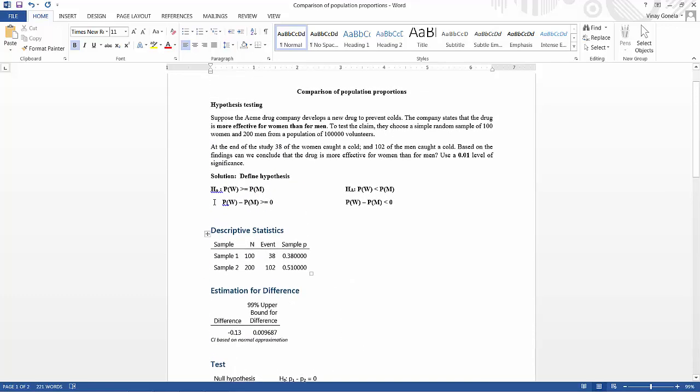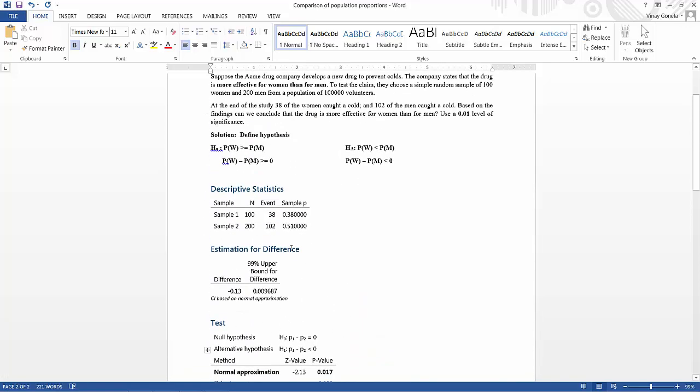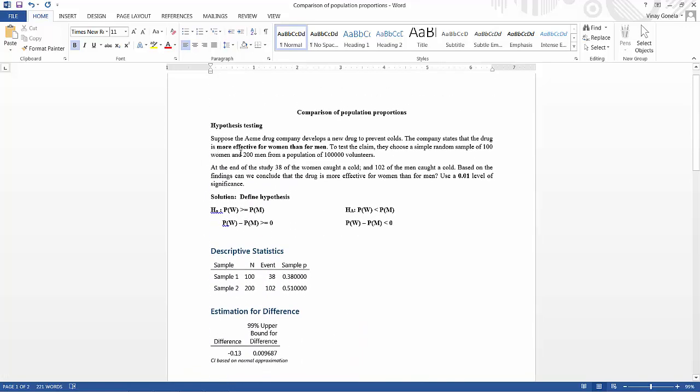If we would have rejected our null hypothesis, then the alternative statement would have been true, but we could not reject our null hypothesis. So we don't have sufficient evidence to claim this statement.